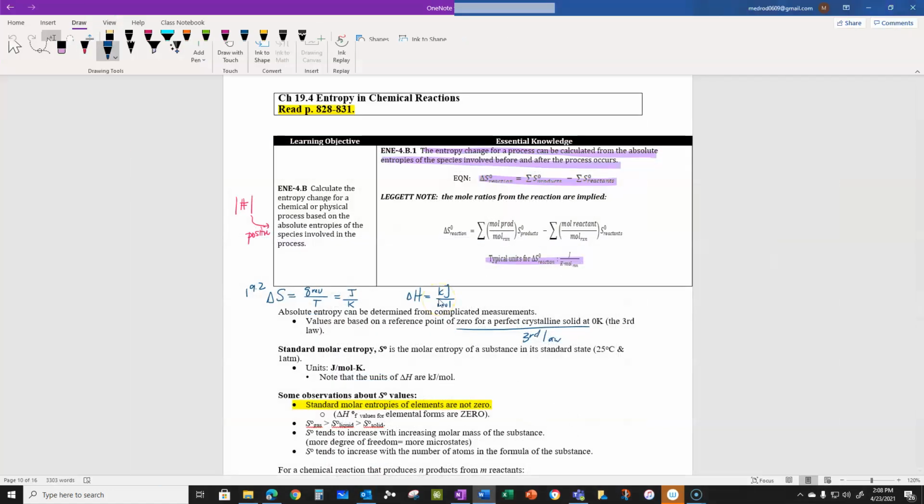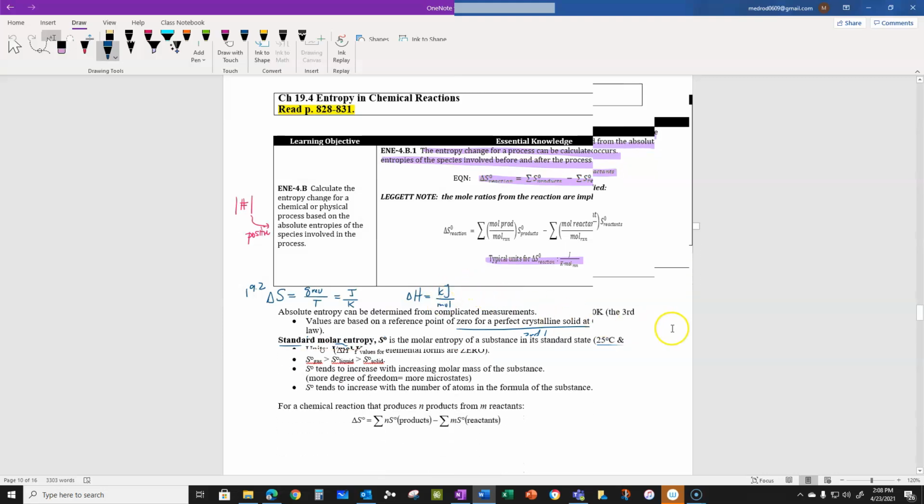Molar entropy obviously has moles in it. So the word standard, that little degree sign, standard state, which is 25 degrees Celsius, 1 atm, never going to change. Molar, because we got to throw the moles into the units. Usually, as we said, delta S is J over K, but now it's going to be J over moles times K. And we already talked about what delta H would have been.